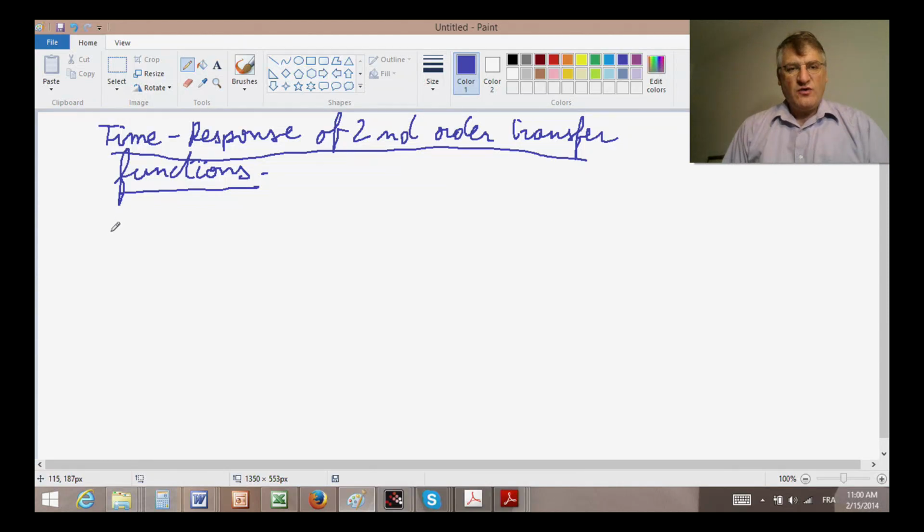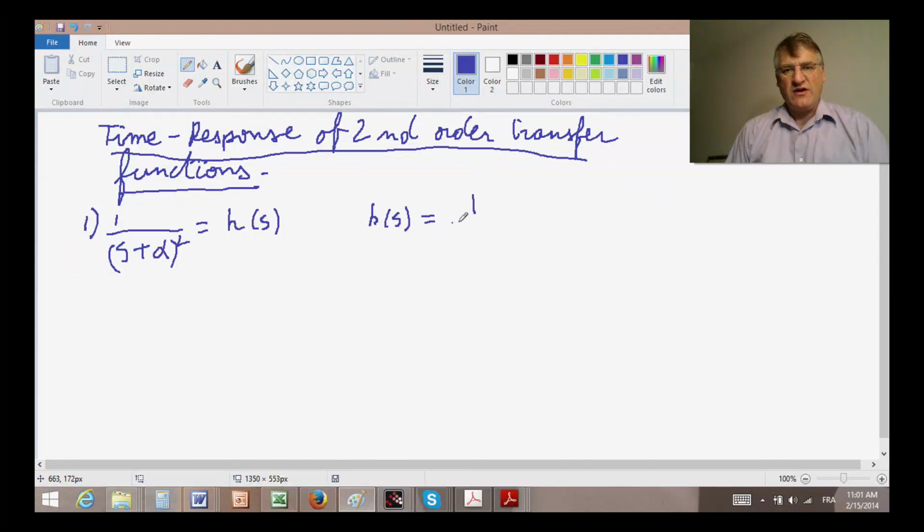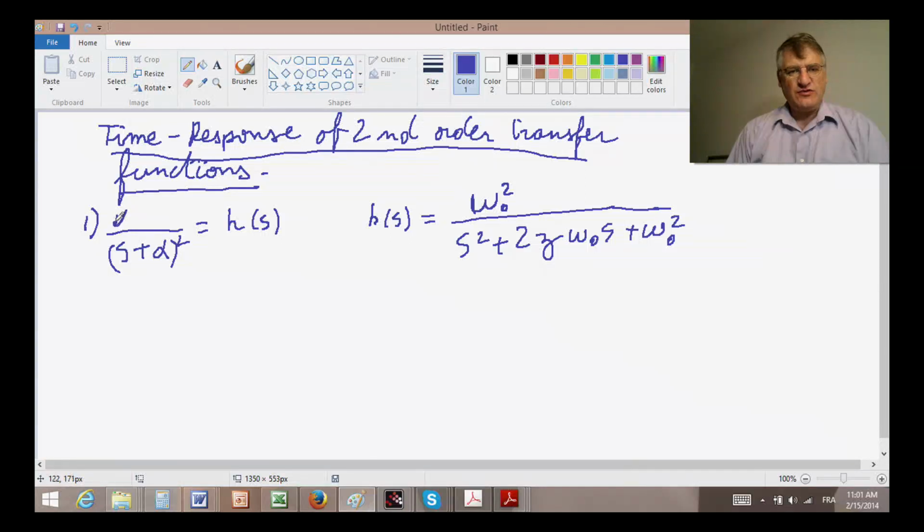So we are now interested, we have covered this case, 1 over s plus alpha squared. And now what I would like to cover are cases where h of s is equal to 1 over s squared plus 2 zeta omega 0 s plus omega 0 squared. If you remember, just like here, we will put a scaling factor so that the step response of the system always converges towards 1. The equivalent here would be to use alpha squared on the numerator.